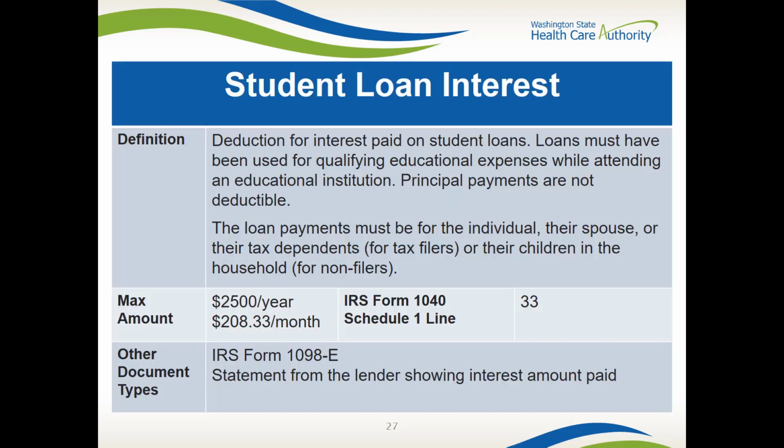Student loan interest. This deduction is for interest paid on student loans. Loans must have been used for qualifying educational expenses while attending an educational institution. Principal payments are not deductible. The loan payments must be for the individual, their spouse, their tax dependents, or their children in the household. Currently, the maximum amount for student loan interest is $2,500 per year.